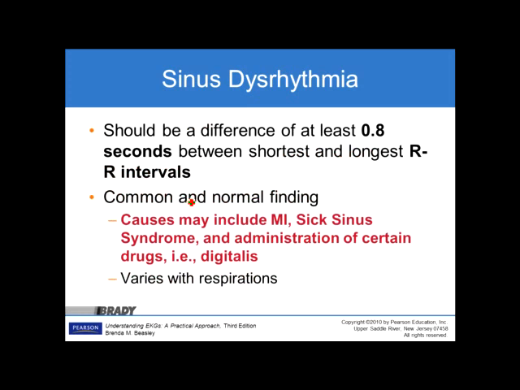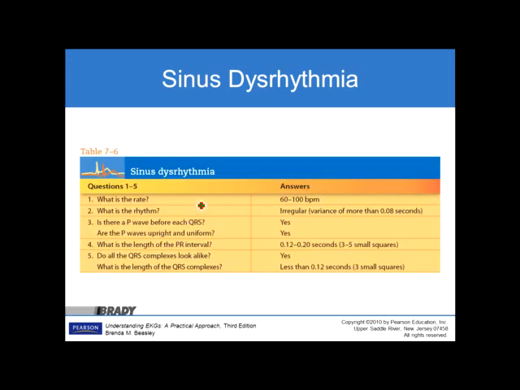Sinus dysrhythmia still. There should be a difference of at least 0.08 seconds between the shortest and the longest R to R interval, so you're going to have to mark these out and measure them. Common and normal findings. Causes may include an MI, sick sinus syndrome, or the administration of certain drugs, such as digitalis or digoxin. It varies with respirations, and this is still a sinus dysrhythmia. The actual rate is 60 to 100 beats per minute. It's sinus, but the irregularity is how we identify it.